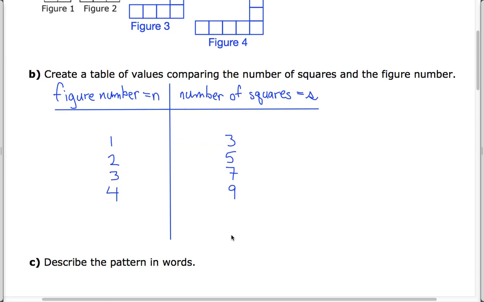So in order to go on to part C, where it says to describe the pattern in words, it's useful to examine exactly how changes are occurring in both the figure number and the number of squares. So let's do that. First of all, you'll notice that the number of squares is always increasing by 2, whereas the figure number is always increasing by 1.